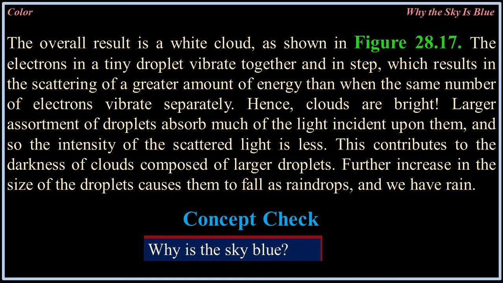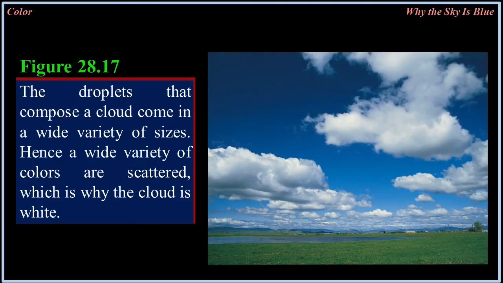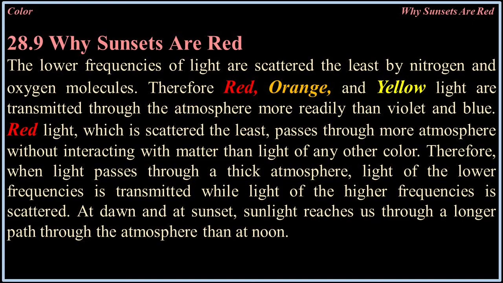Concept check. Why is the sky blue? Figure 28.17: the droplets that compose a cloud come in a wide variety of sizes, hence a wide variety of colors are scattered, which is why the cloud is white. Why are sunsets red? 28.9.